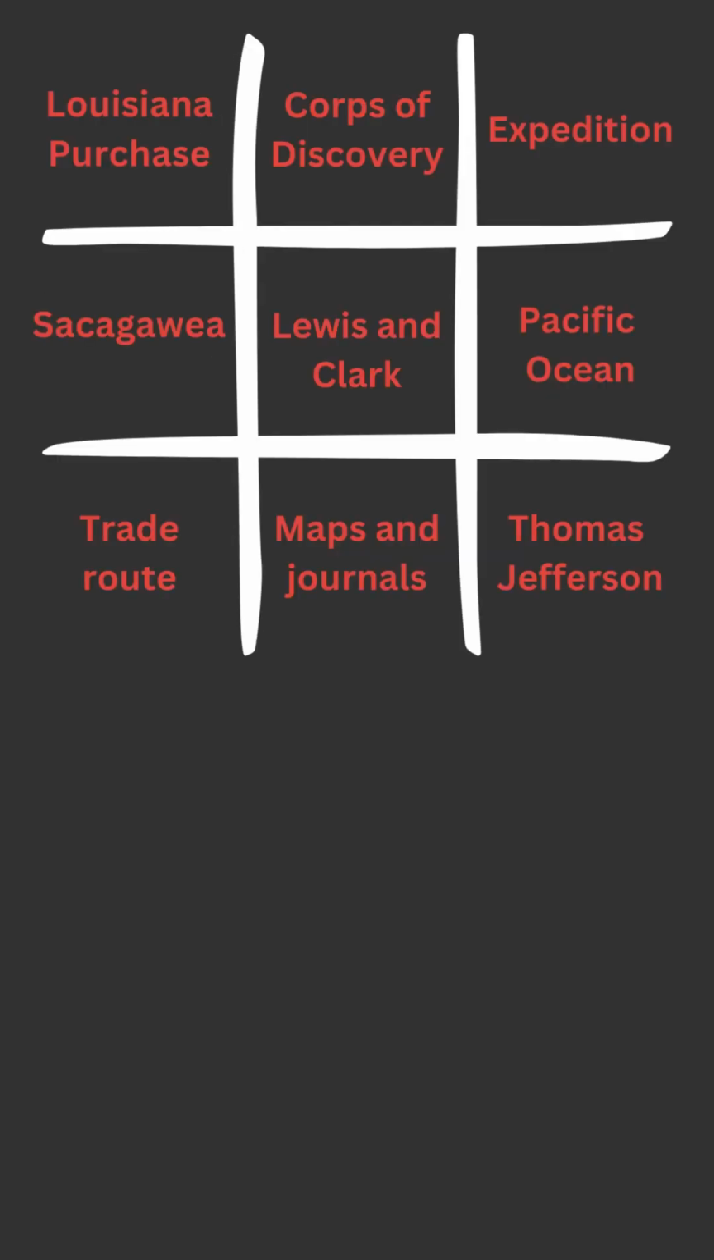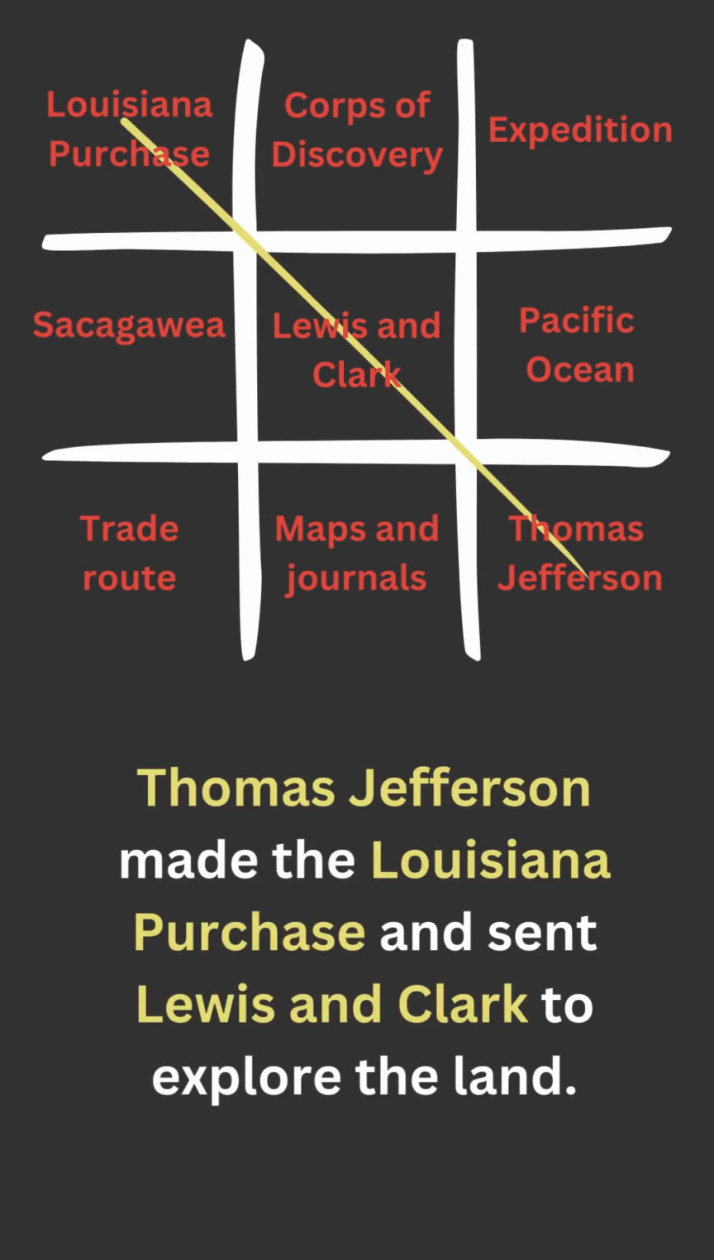But what does it look like? Here's an example. You can see I have 9 terms. Then I'm going to go diagonally. I chose 3. Thomas Jefferson made the Louisiana Purchase and sent Lewis and Clark to explore the land. I made sure that I bolded my terms within my sentence.